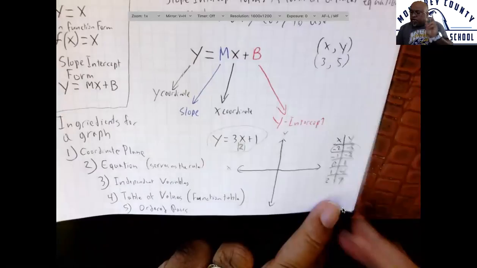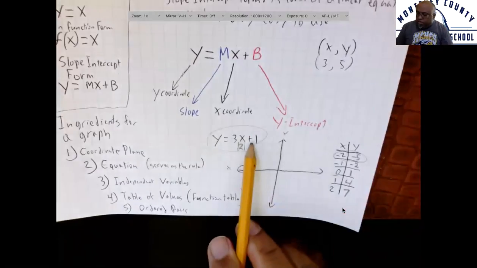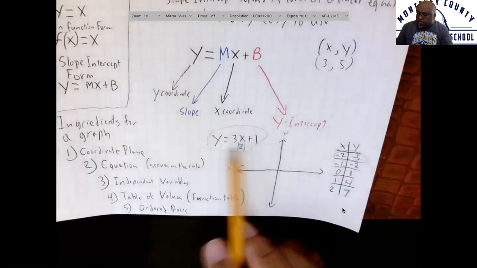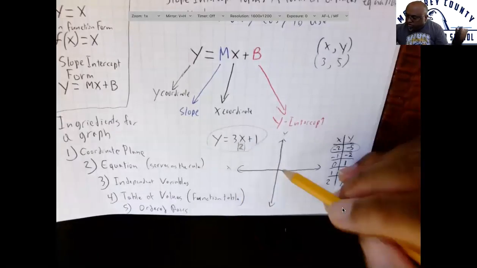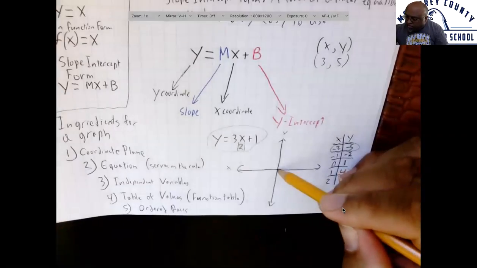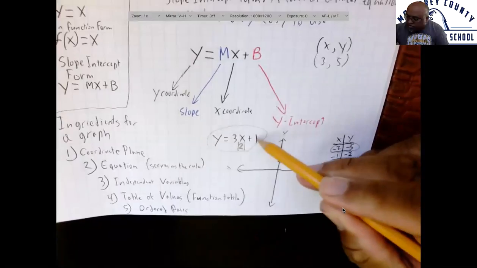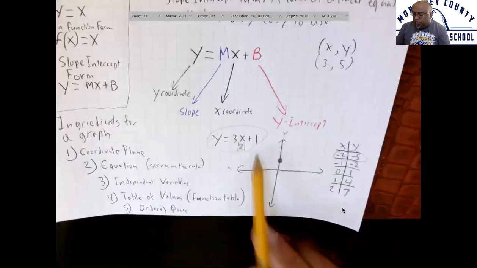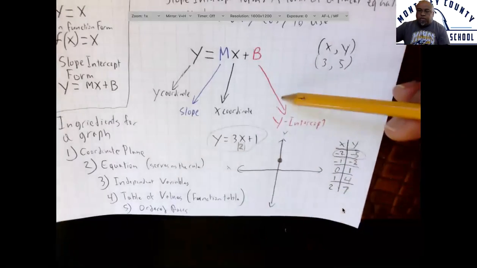Oh, wait, just a second. Go back to my equation. It says y is equal to 3x plus 1. So that means that 1 is my y-intercept. So start at 0 and go up to 1, and I can already make a point because 1 is my y-intercept. My equation tells me what my y-intercept is. Remember, the value b is the y-intercept.